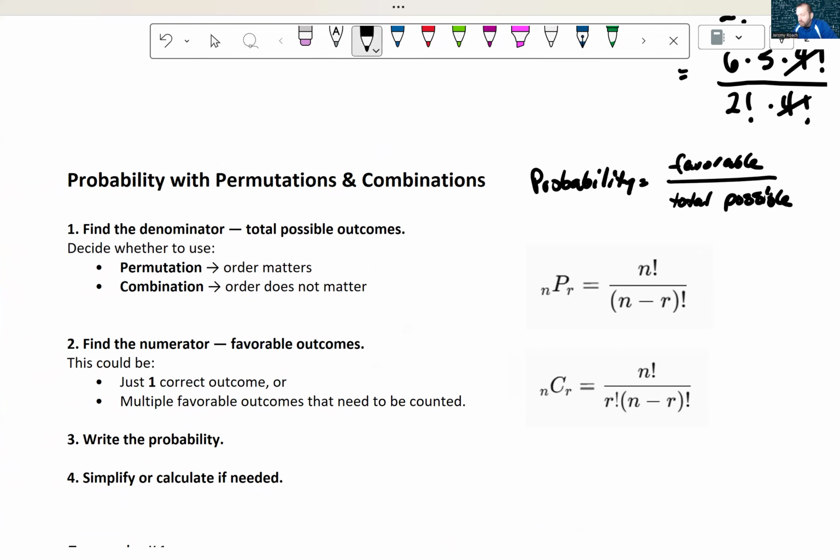This could just be 1. There could be only one way to get what we're looking to get, or there could be multiple ways to get what we're looking to get. That could be the favorable outcomes there. Then we write the probability and we simplify or calculate what it is if we need to. So when we write the probability, we usually write it in terms of nPr or nCr. And then we can simplify numerically if we need to. Let's take a look at the first one here.